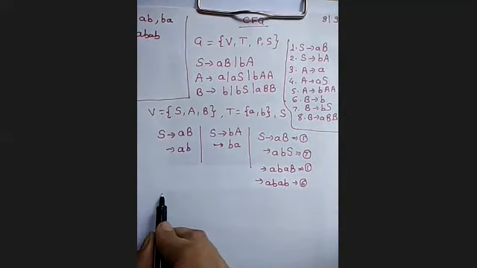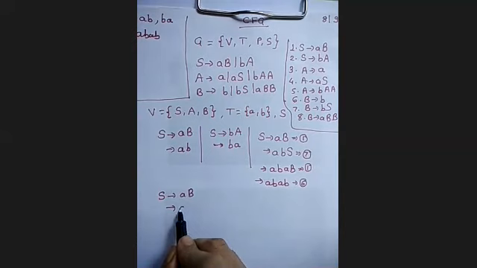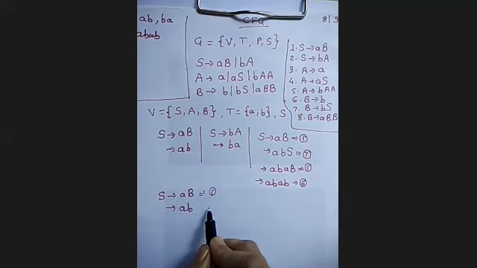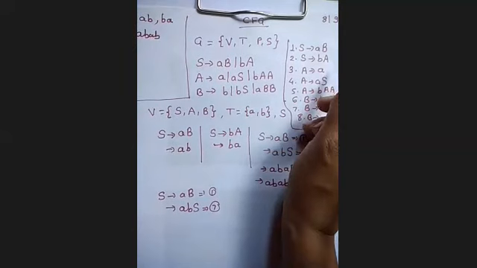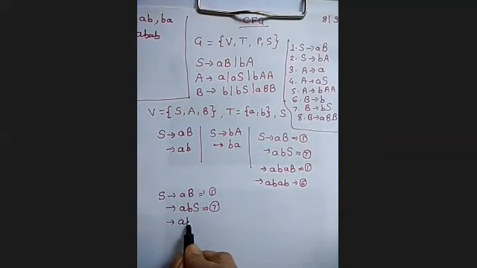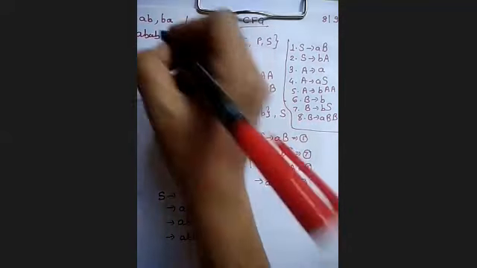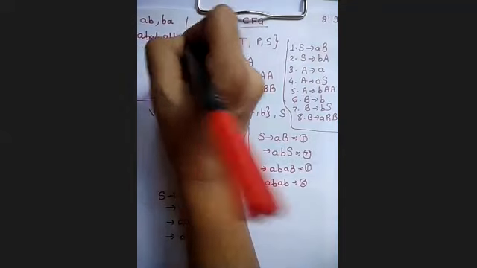Let us start again with S gives AB. For B, apply rule number 7, B gives BS. And for the S, let us apply rule number 2, that is S gives bA. Then for the A we'll apply rule number 3. So the string generated here is abba, using rule number 3.